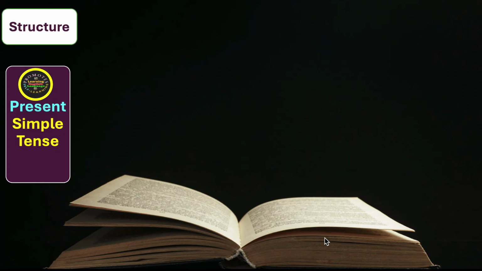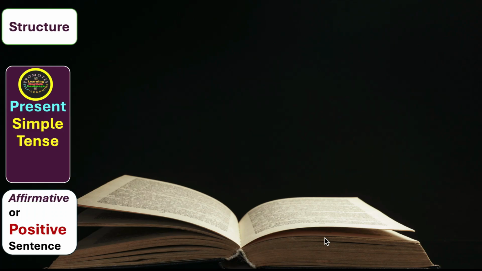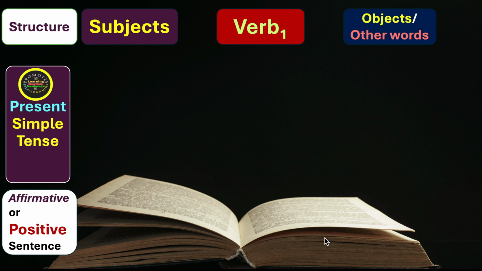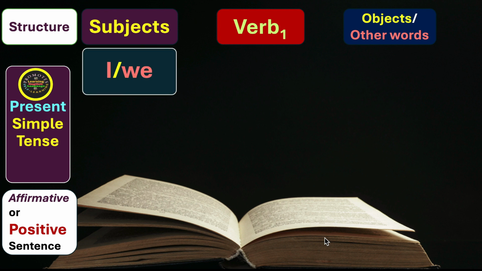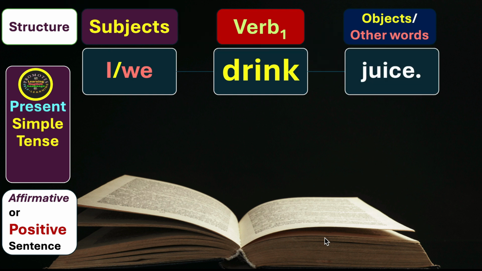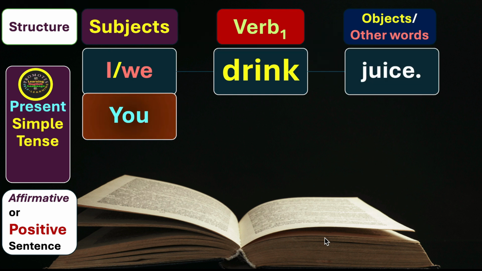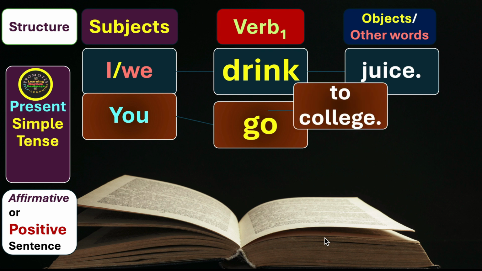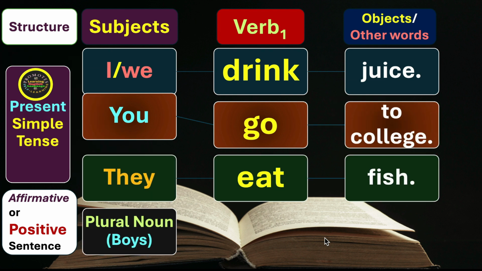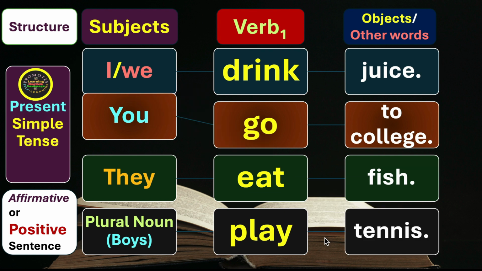Present simple tense structure in the affirmative or positive form of sentence. In every sentence we have subjects, but in this structure we have the first form of the verb, and then we have objects, or we call it other words. If your subject is I, we use first form of the verb, drink, not drinks, and then we have object, juice. Likewise, if you have the subject you, we use first form of the verb like go, and then we have to college. Continue, we have the subject they, eat fish. If we have plural noun like boys, girls, students, people, then we use first form of the verb play, and then we have object tennis.